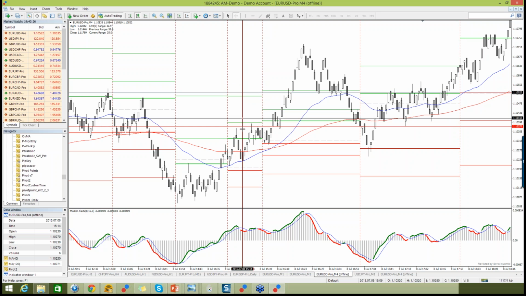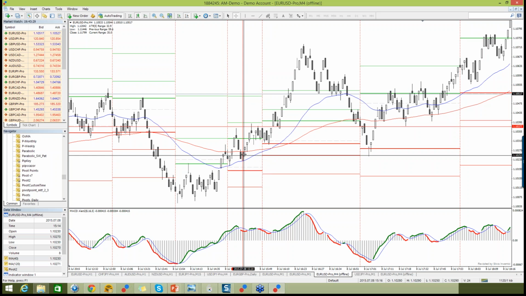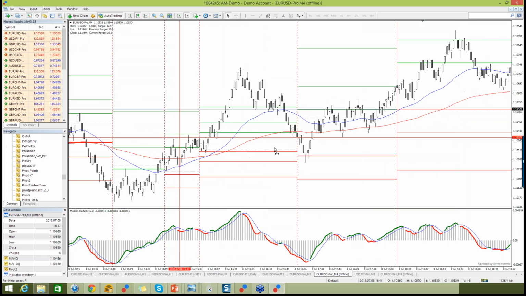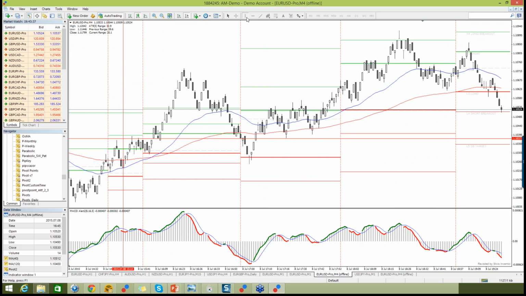It's only a 12 pip stop loss, okay? So it's not bad at all. But this is a good signal again. And stops will always happen, guys. There is no system which can give you a 100% win to loss ratio. Okay, this is another good trade and another good trade here.